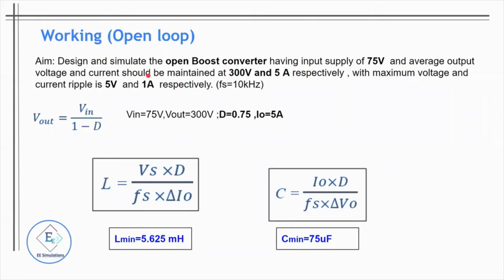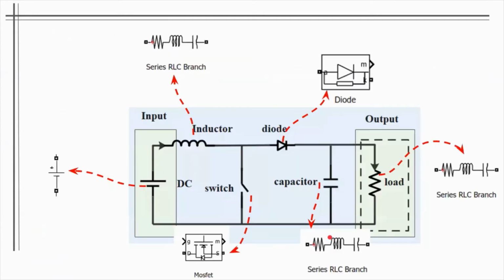Let's design the circuit. We have to design an open loop boost converter with input supply of 75 volt, whereas average output voltage and current should be maintained at 300 volt and 5 ampere. The maximum voltage and current ripple is 5 volt and 1 ampere with switching frequency Fs of 10 kilohertz. Using this formula we calculated the duty cycle as 0.75, whereas I0 is 5 ampere, as given. So using this formula we got the minimum L value as 5.625 millihenry, whereas the minimum C is 75 microfarad.